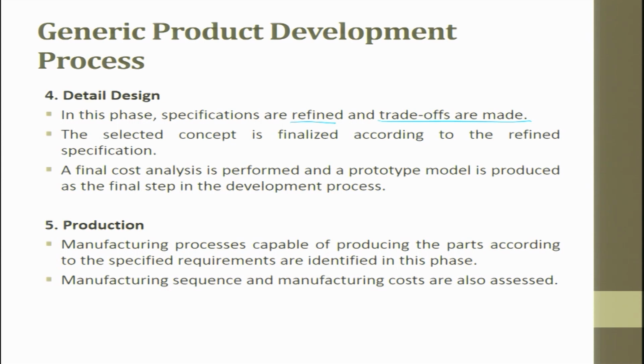So, when it gets into production, what we do is we look for machine tools, we look for jigs and fixtures, we look for material and other things. The manufacturing process capable of producing the part according to the specified requirements is identified in this phase. Manufacturing sequence and manufacturing costs are also assessed.